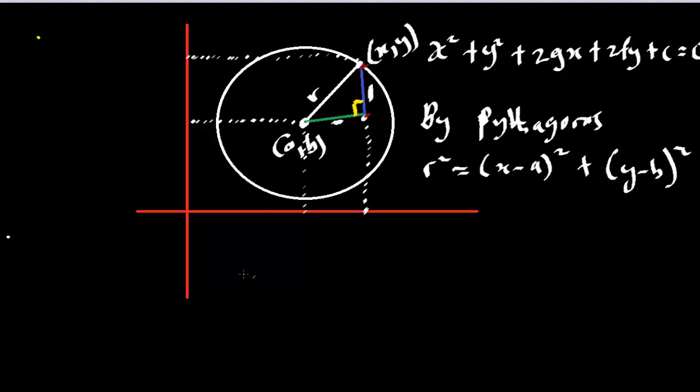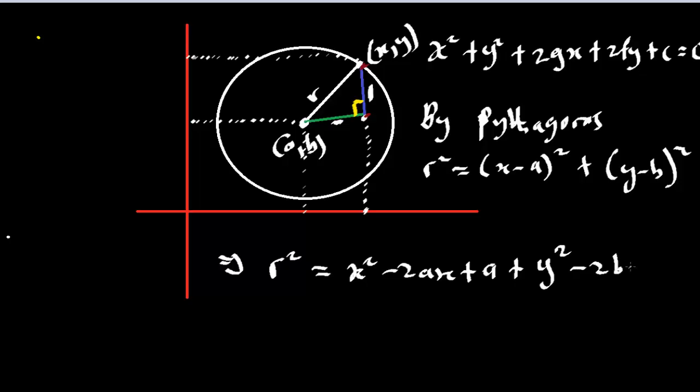So once we obtain that, we can now go ahead and expand what we have. By expansion, we have r squared is equal to, if we expand the bracket here, x squared minus 2ax plus a squared. And then we expand the other side, y minus b squared. By expansion, we get y squared minus 2by plus b squared.